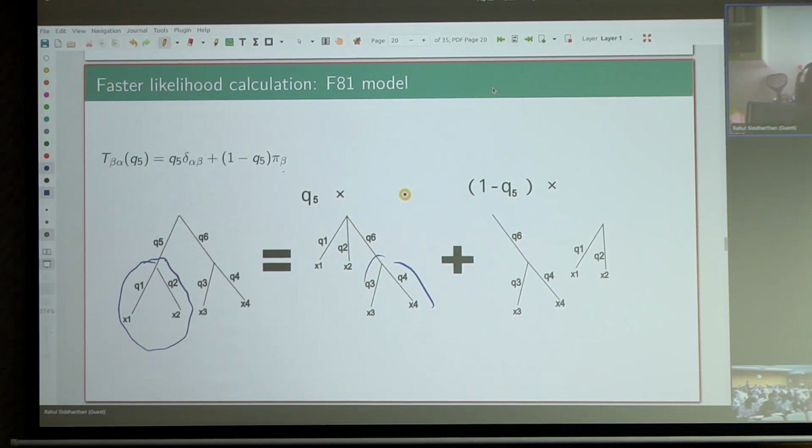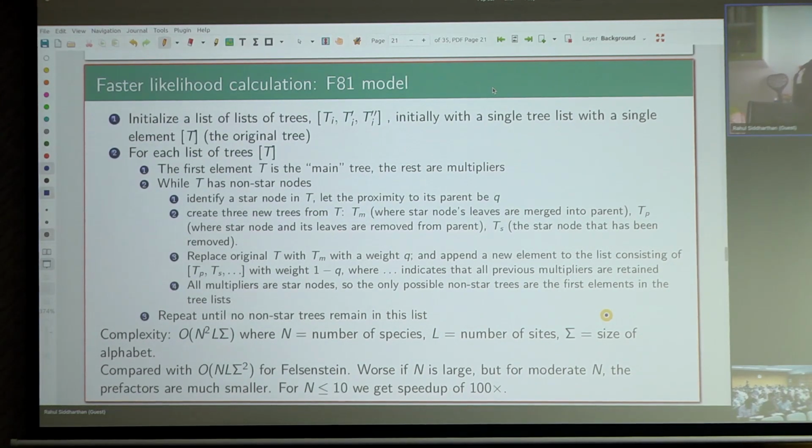And why is that important? Because for a star tree like this one, you can calculate the likelihood without recursion just by product over all leaves and the sum of the ancestor. So it's kind of a trivial calculation. So this is the thing. I think I'll skip over the details of this. But essentially, I wrote that the complexity is order n squared L sigma.